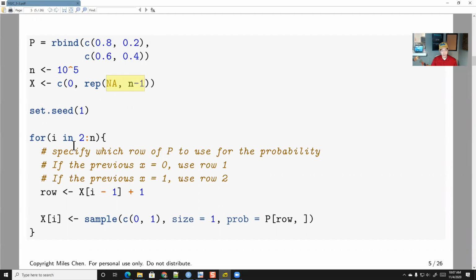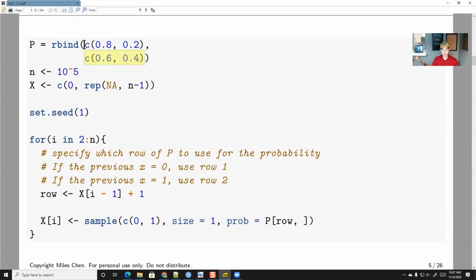And then starting at the next position, what we're going to do is look at the previous state, okay? So we're going to look at state i minus 1, and that's either going to be a 0 or a 1. So if the previous state was a 0, we add a 1, so row will be 1. And if the previous state was a 1, then our row will be 2. Okay, so this is just to tell us which row I'm going to use. Am I going to use row 1 or row 2? If the previous state was a 0, we use row 1, and if the previous state was 1, we'll use row 2.